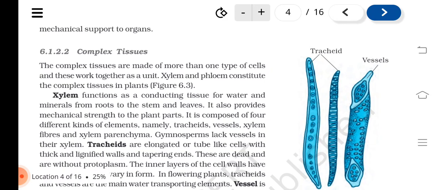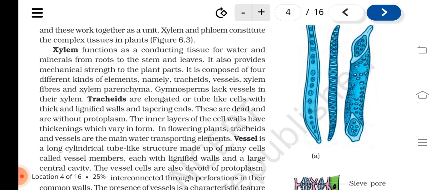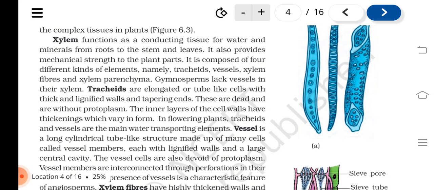Complex tissues. The complex tissues are made up of more than one type of cells and these work together as a unit. Xylem and phloem constitute the complex tissues in plants. Figure 6.3. Xylem functions as a conducting tissue for water and minerals from roots to the stem and leaves. It also provides mechanical strength to the plant parts.